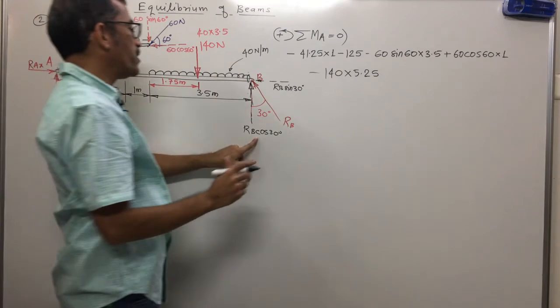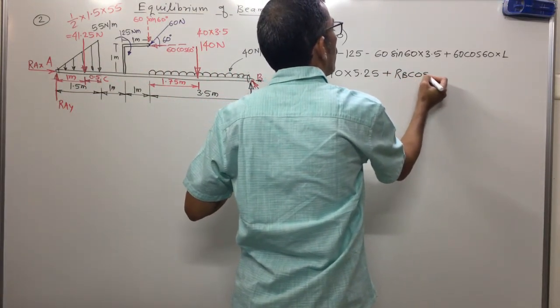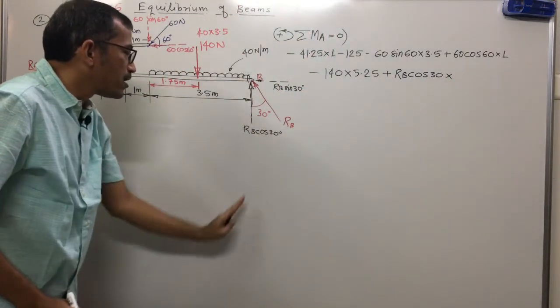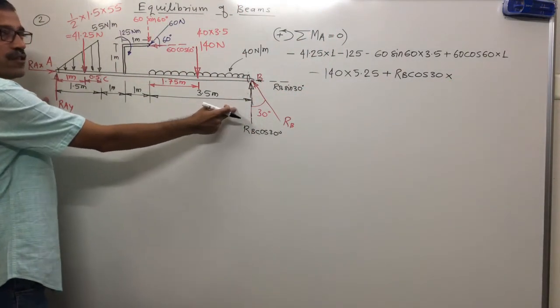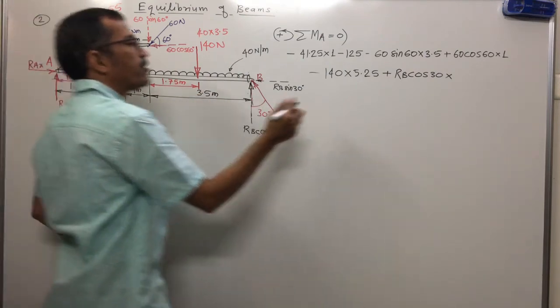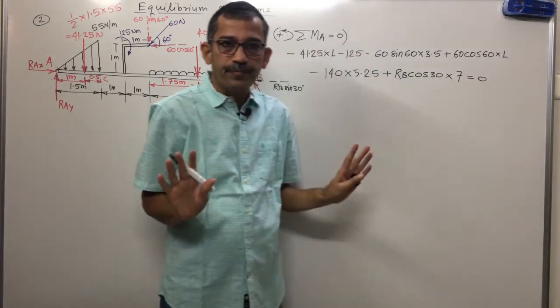Anti-clockwise movement. RB cos 30 is plus RB cos 30. What is the distance? Total distance. Vertical force, horizontal distance is the perpendicular distance. This one is 3.5 plus 3.5. How much? 7. Is this equation clear?